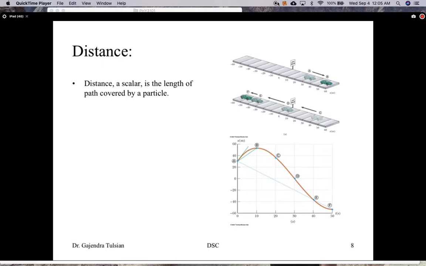Distance is a scalar, and it's the total distance traveled. So for instance, if this car starts off here, goes there, and then goes back over there, the displacement will be that vector. But you can see that the total distance traveled will be a lot longer. So distance, a scalar, is the length of the path covered by the particle.